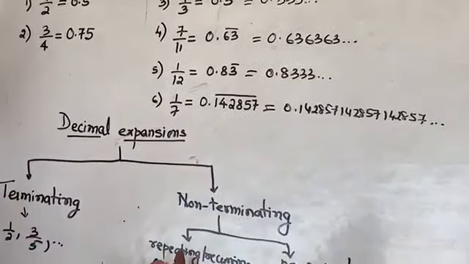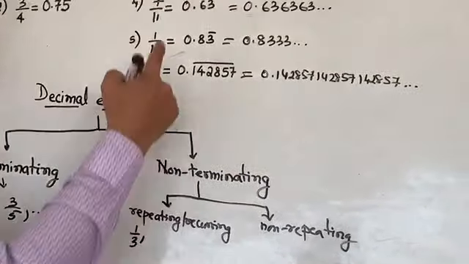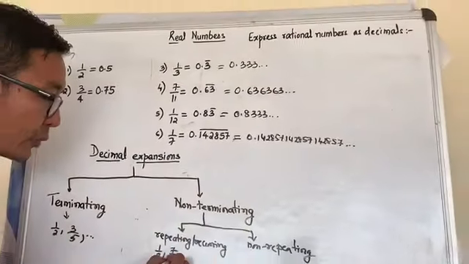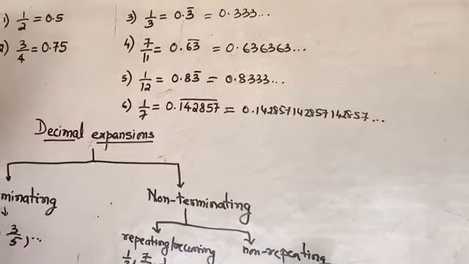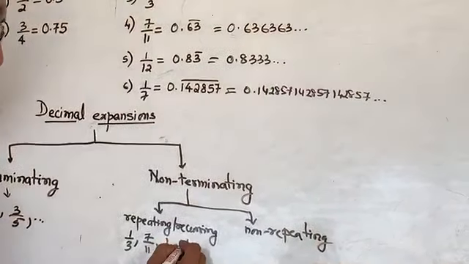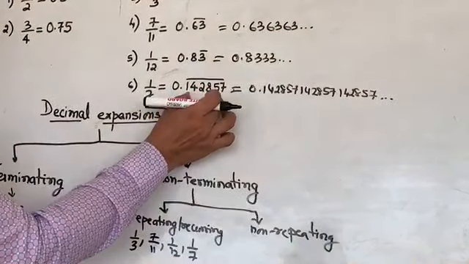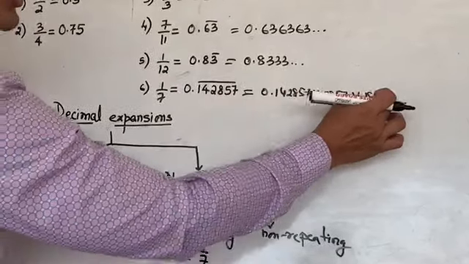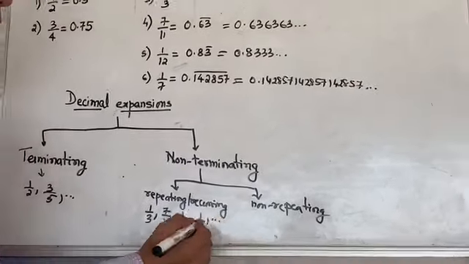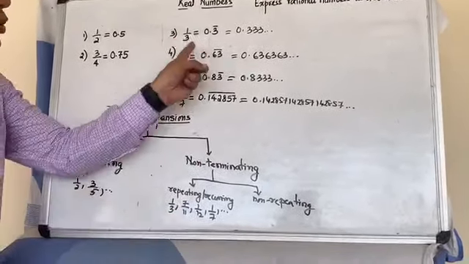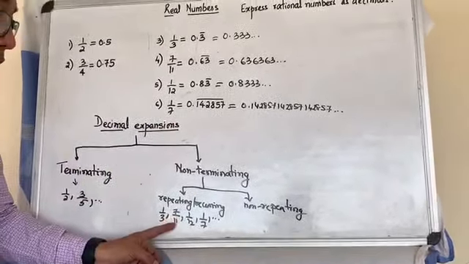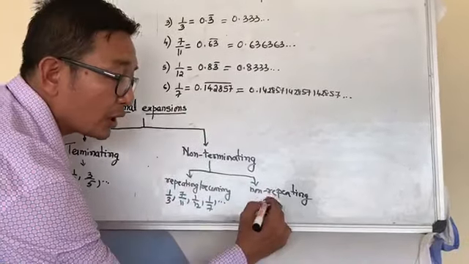So the example 1/3 repeats. 7/11 ratio is 0.6363 and repeats. 1/12 ratio, and 1/7, the digits repeat. So these are all non-terminating repeating decimals, also called non-terminating recurring decimals.